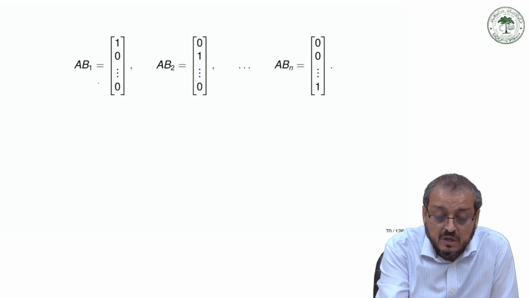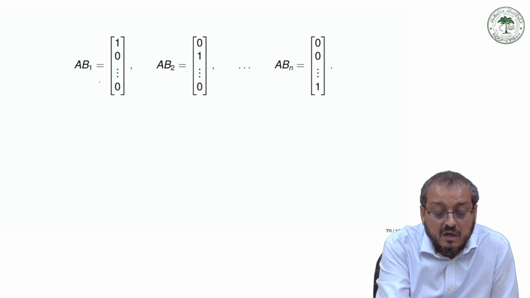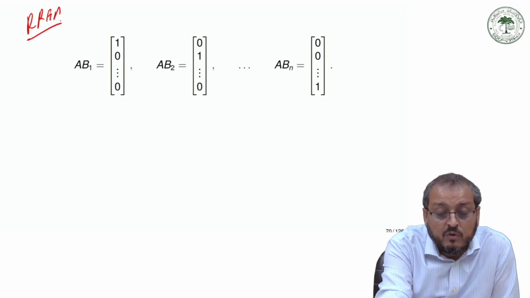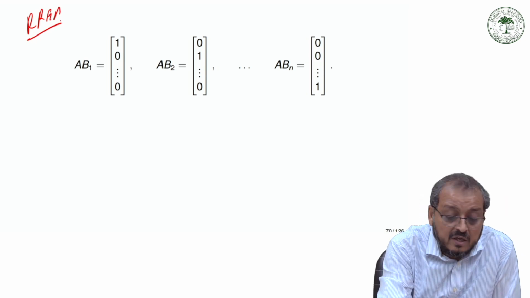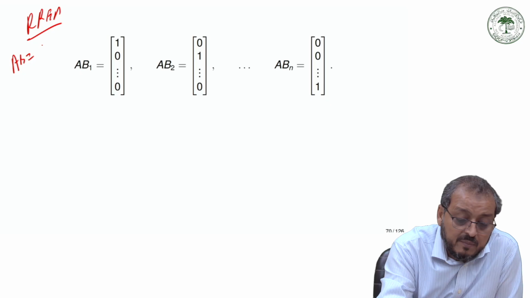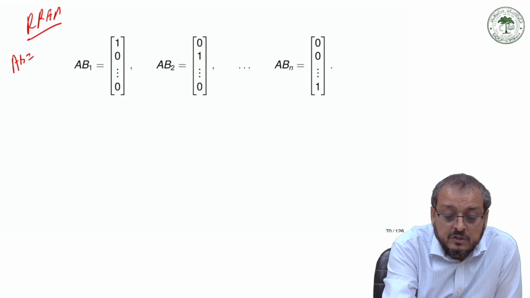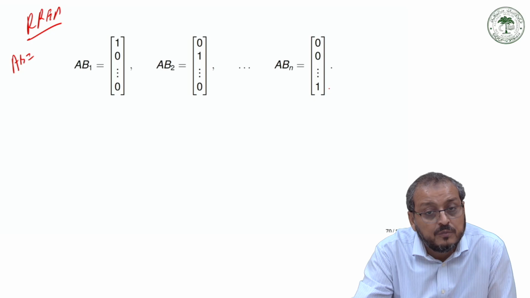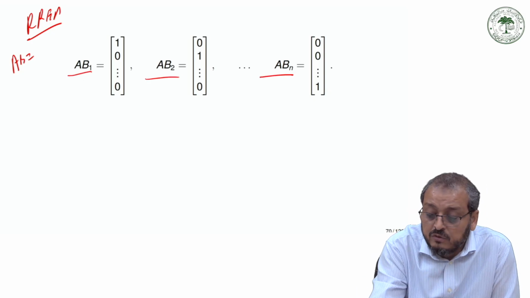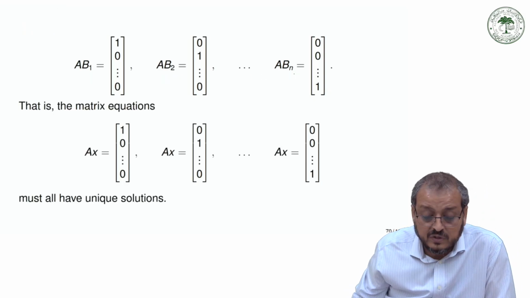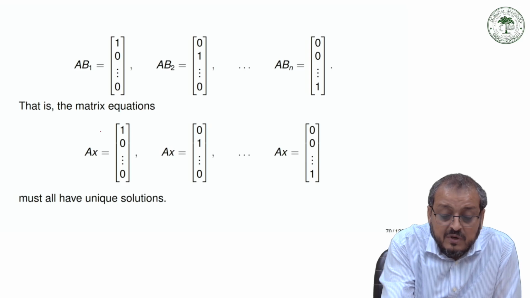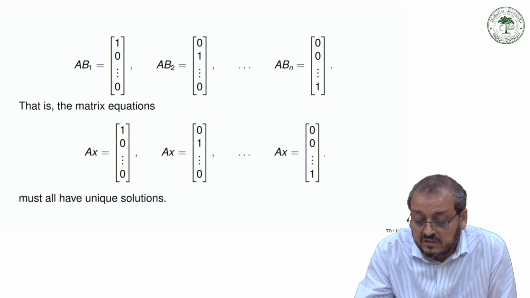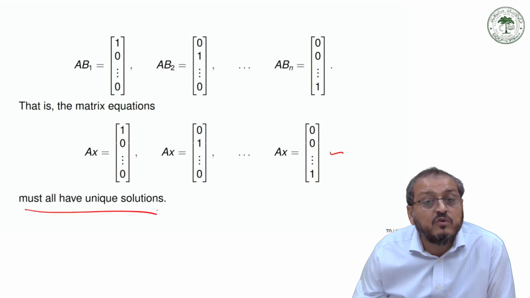AB1 is equal to this, after applying row reduction to RREF form on the matrix. We reduce AB1 into this form, AB2 into this form, up to ABn into this form. Now in this case, AX is equal to 1, 1, 1, 0, AX is equal to this form, and then they must have a unique solution.